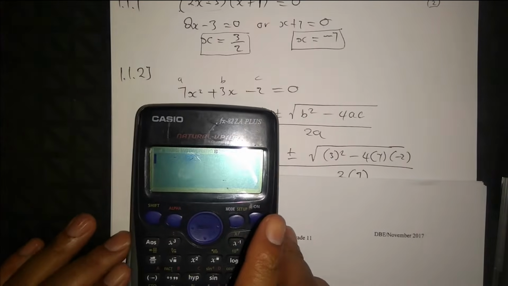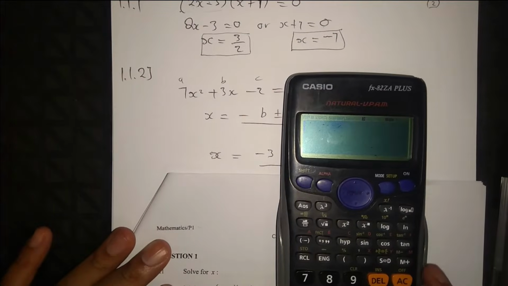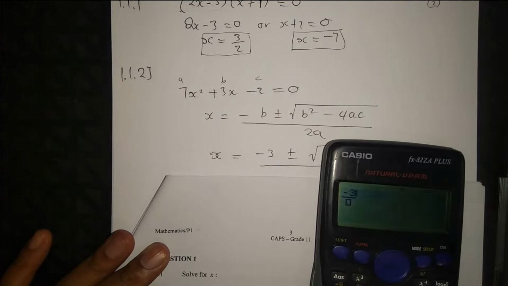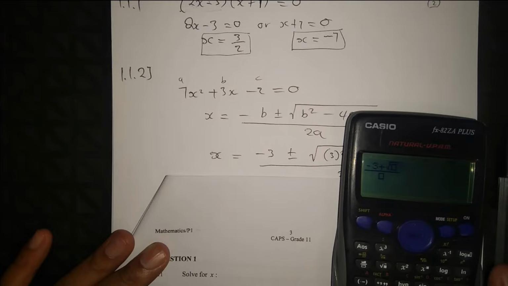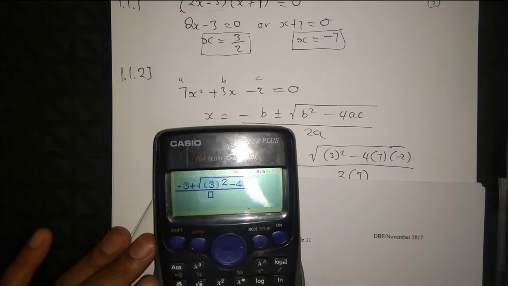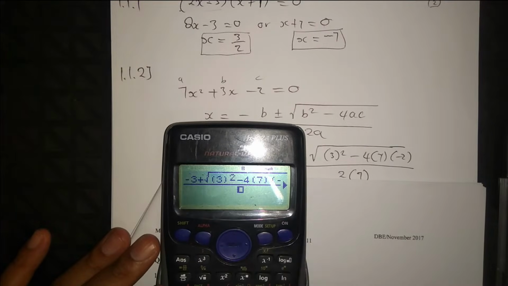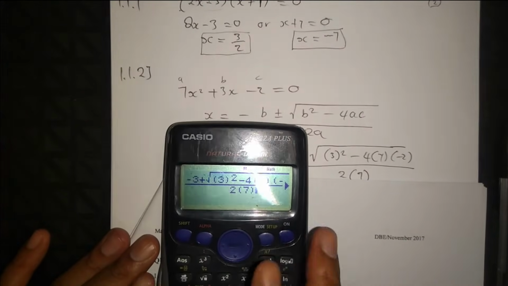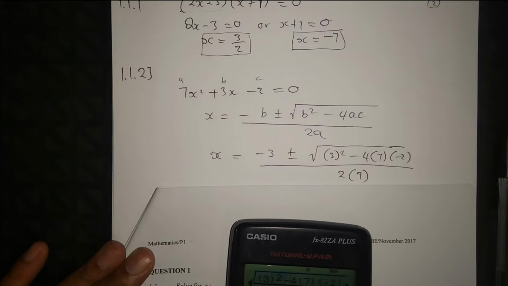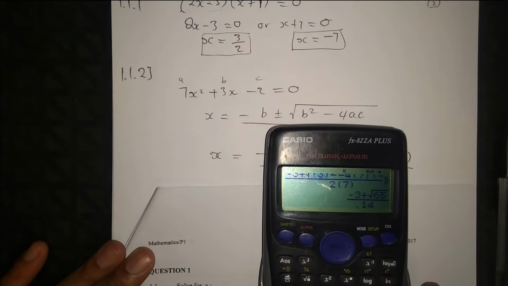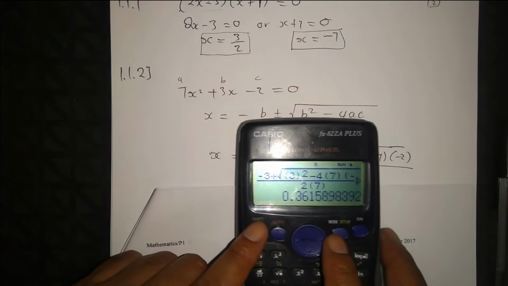Calculator. I'm using Casio 82ZA, right? So it's minus 3. Then you punch in go calculator yakho, but mina ngizoqala ngo plus la, right? Squared minus 4 7 minus 2 times 7 equal to my answer here to but write down your answer to 2 decimal places.